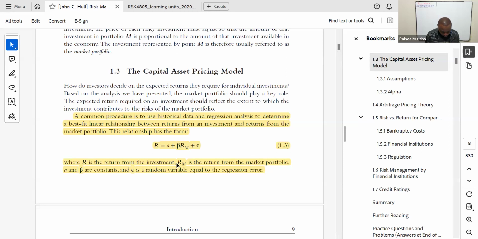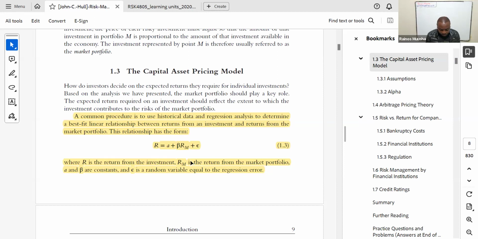And then we also have RM, which is the return from the market portfolio. And a proxy for the return of the market portfolio is also going to be the return on a particular index. So if they say the return on a particular index, it's basically the same as the return from a market portfolio as well. So please make sure that you take note of that.